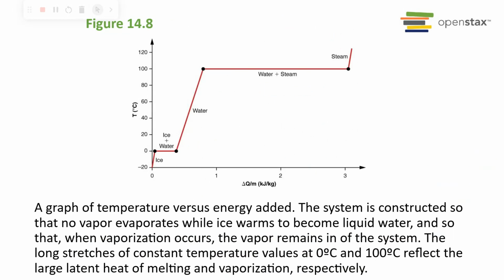All right, so now this is a graph of temperature versus energy added. The system is constructed so that no vapor evaporates while ice warms to become a liquid, and so that when the vaporization occurs, the vapor remains part of the system. The long stretches of constant temperature values are from 0 degrees Celsius to 100 degrees Celsius. And then we see the large latent heat of melting and vaporization, respectively.